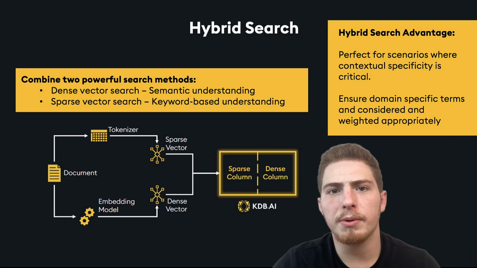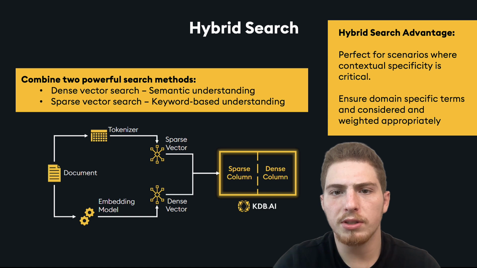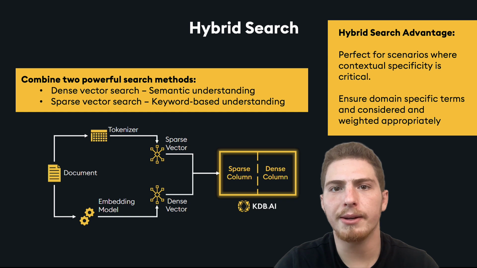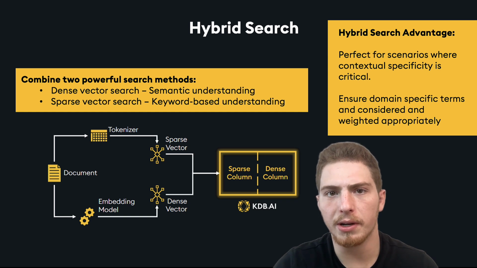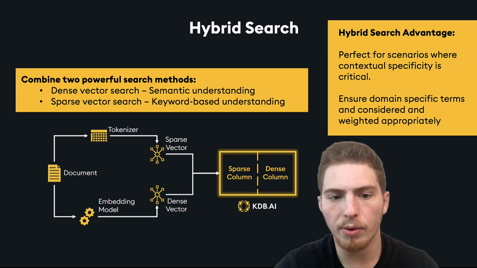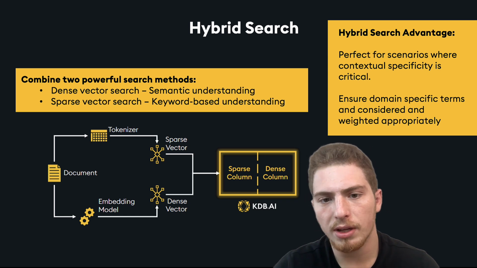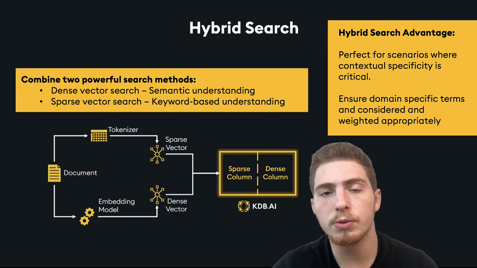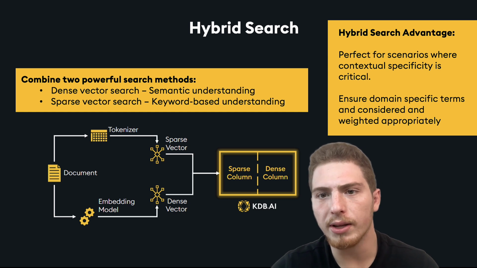If we wanted to implement a hybrid search pipeline, we would take our document and use a smart tokenizer to create a sparse vector and then insert that into a sparse column in our vector database. We would then take the same document and use an embedding model to create a dense vector and insert that into a dense column. We would then be able to search both columns and then re-rank the results.